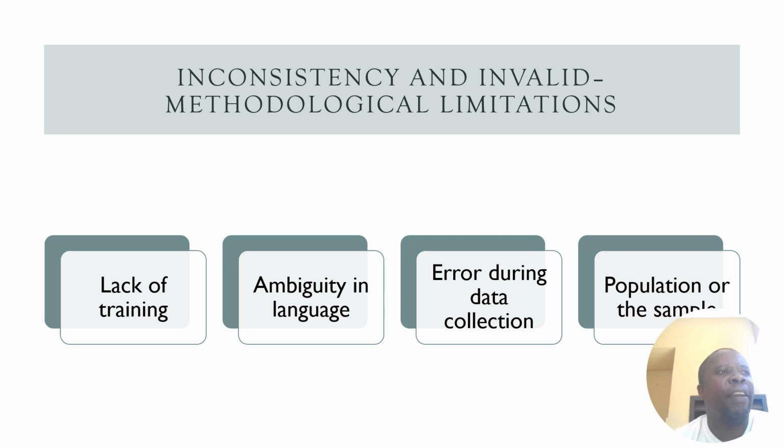I explained that in the final chapter, you are supposed to tell us about the methodological limitation, and the validity and reliability also form part of that chapter. So you can tell us about this inconsistency in your data in that methodological limitation. What could have caused that? We have got number one, lack of training. In the event that you are using some research assistant to gather data for you, there might be issues with inconsistency or some errors, especially if you do not train people well.